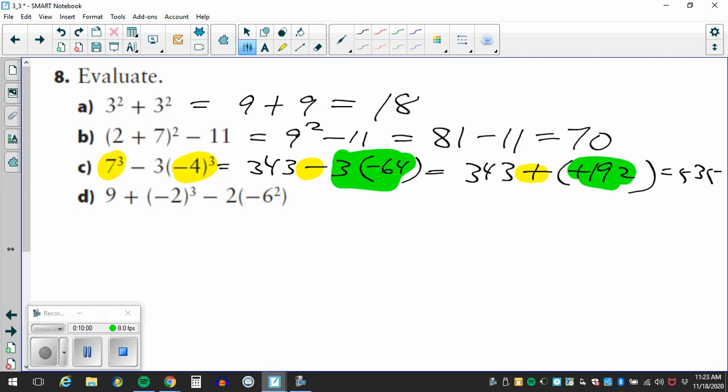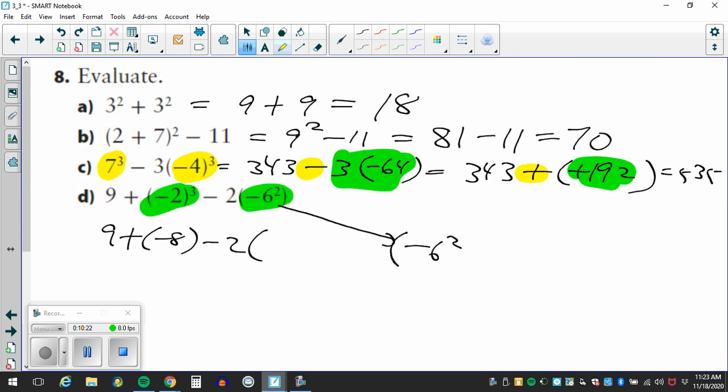And finally, your last one, I can actually do vertically because I have room. So I'm going to do my powers first. So again, if you want me to highlight them, I would. There's one power I'm going to simplify and another power. So 9 plus the simplified power of negative 2 cubed, which is negative 8, take away 2 bracket. Now look here.